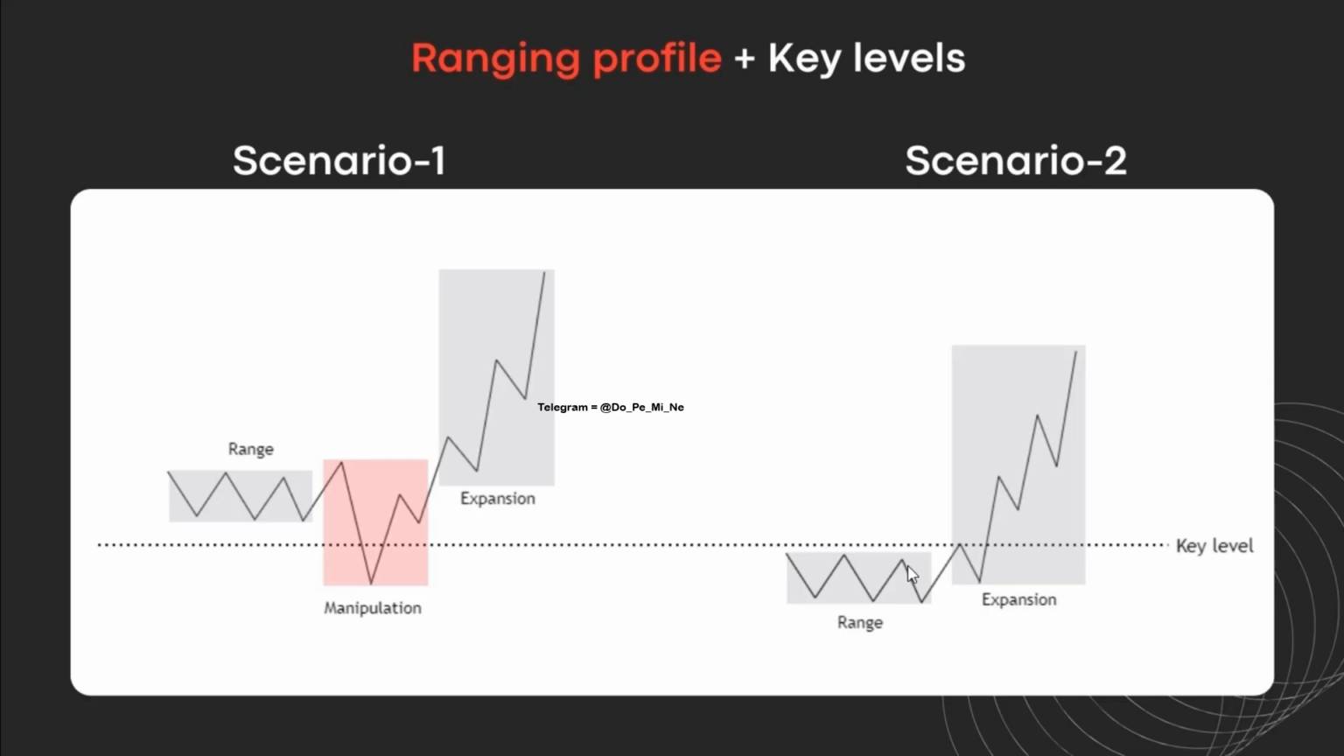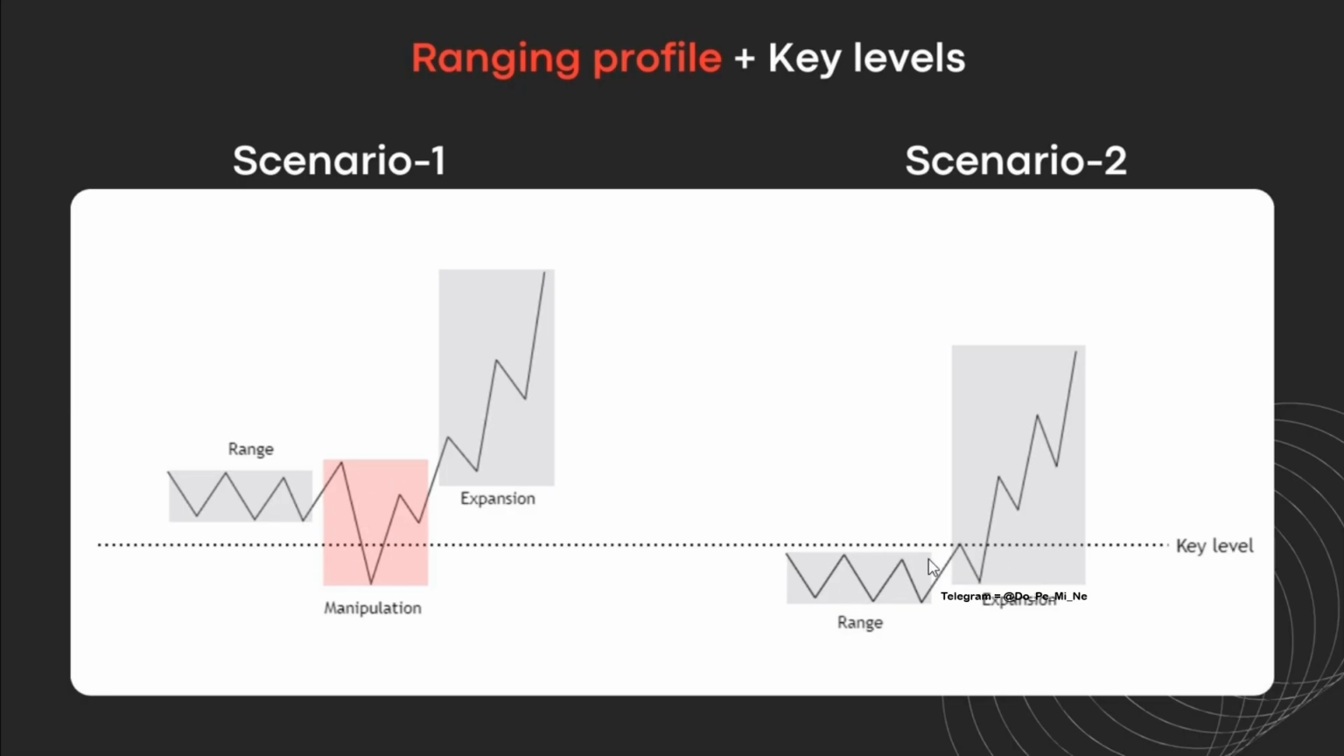On the other hand, the second scenario is when price forms the range inside a key level, meaning the key level has already been tested inside the ranging profile, and in that case the market profile that we're going to expect is an expansion profile without any manipulation profile in between, right? In the other one we expected a manipulation profile because, as I said, the key level wasn't tested, and price first had to test a key level as a catalyst for it to expand higher. That's why we expected a manipulation profile.